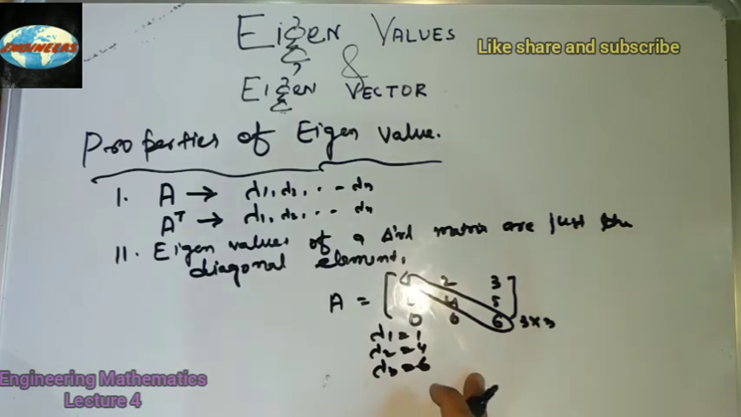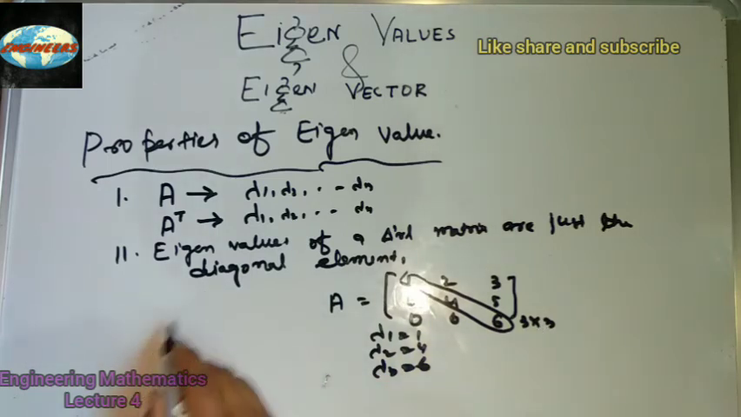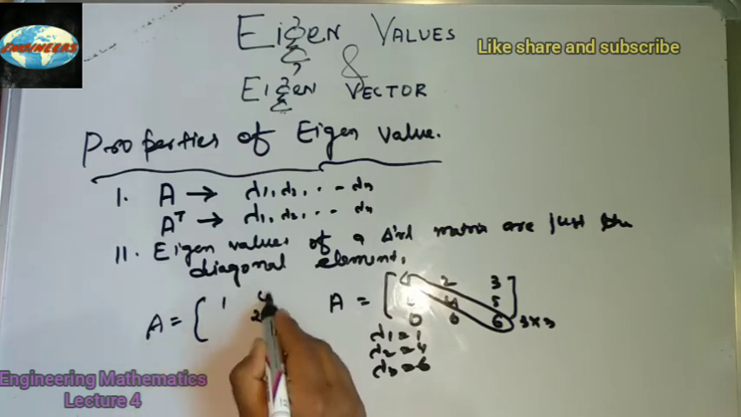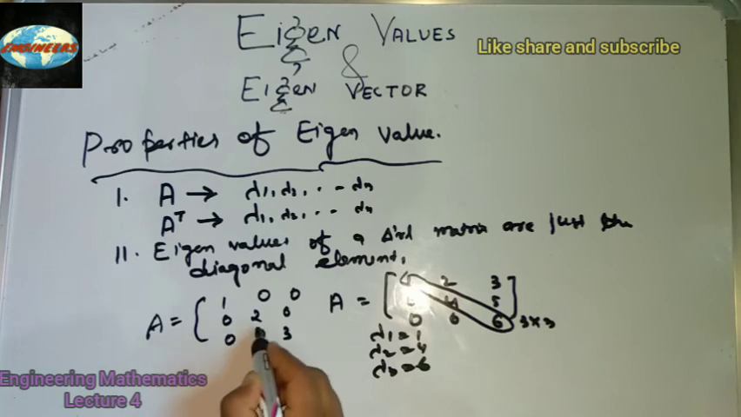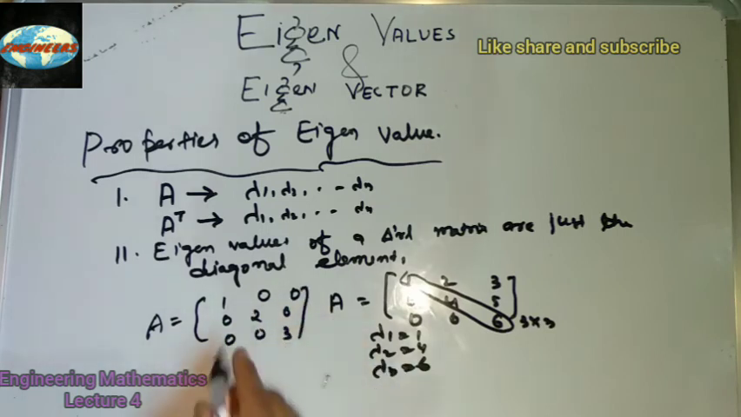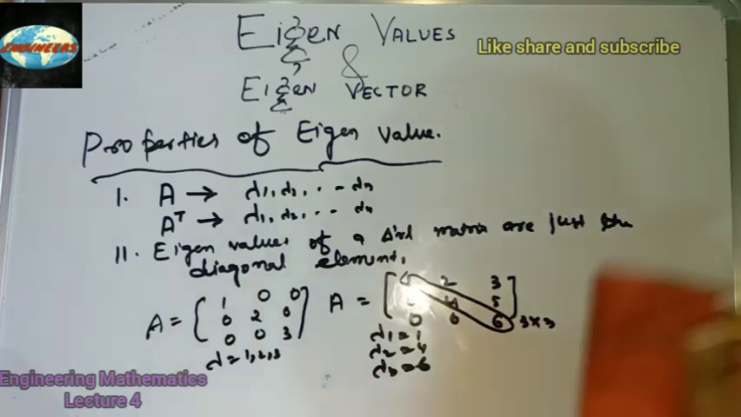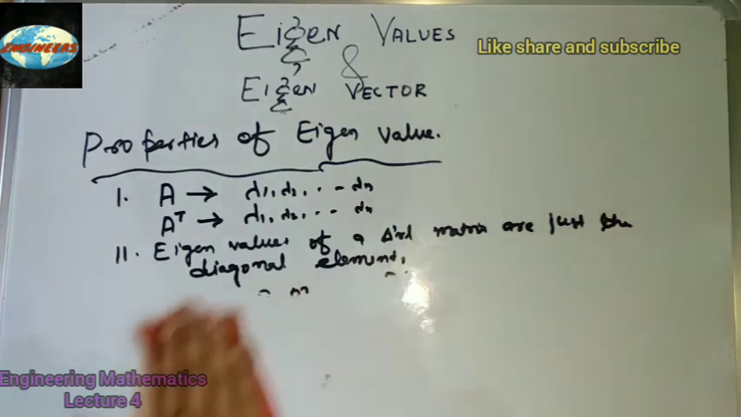And this also holds for a diagonal matrix. If the matrix is diagonal, like A is in this form, 1, 2, 3 on the diagonal and 0 elsewhere, in this case also lambda will be 1, 2, 3. So in both cases, triangular matrix and diagonal matrix, eigenvalues are just the leading diagonal elements. Okay, so this was property number two.